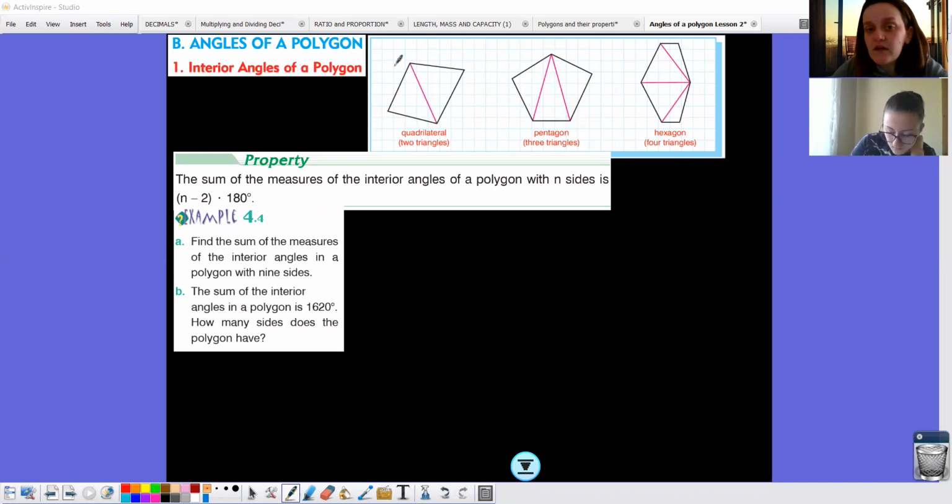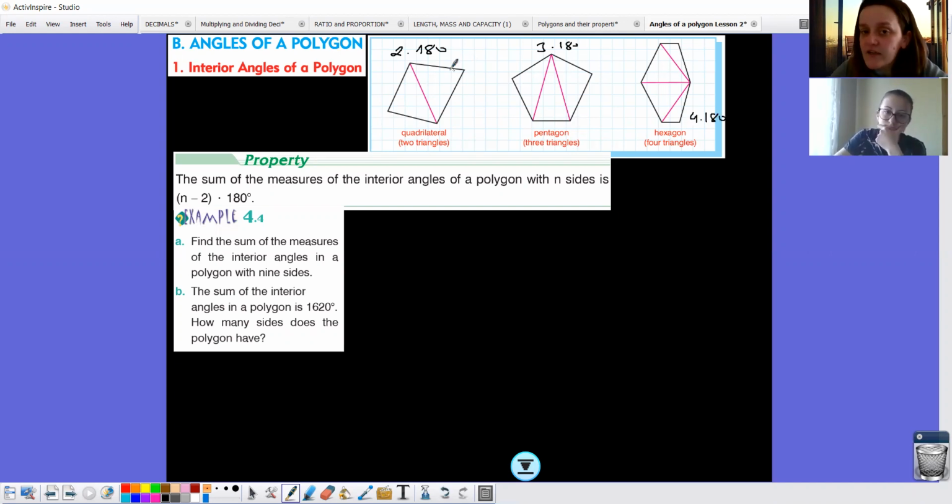In a quadrilateral, when you draw one diagonal, you are forming two triangles. We know the sum of the interior angles of a triangle is 180. So if we have two triangles, we'll have 2 times 180 for a quadrilateral. In a pentagon, we have 3 triangles, as you can see, 1, 2, 3. So it will be 3 times 180. And in a hexagon, 1, 2, 3, 4, 4 triangles we have. So it will be 4 times 180.